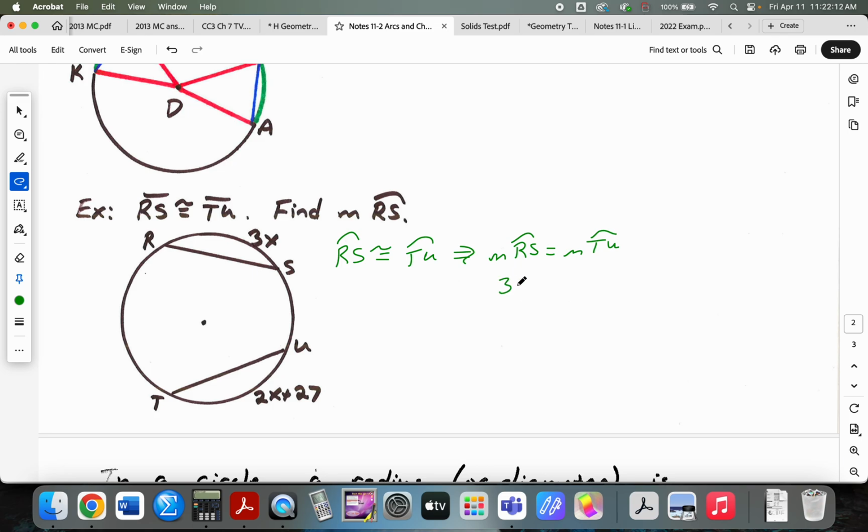So that means that 3x is equal to 2x plus 27. So x is 27, and the measure of arc RS. And the other thing that happens on this, at first, you're going to find yourself doing segments when you meant to do an arc. It's just you've done so many segments that you're trained for that. So it'll be 3 times 27, which is 81 degrees.